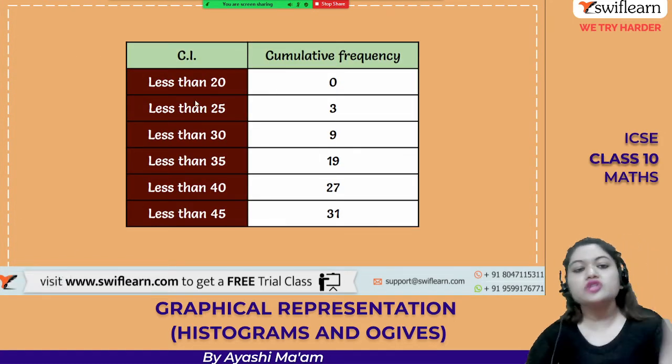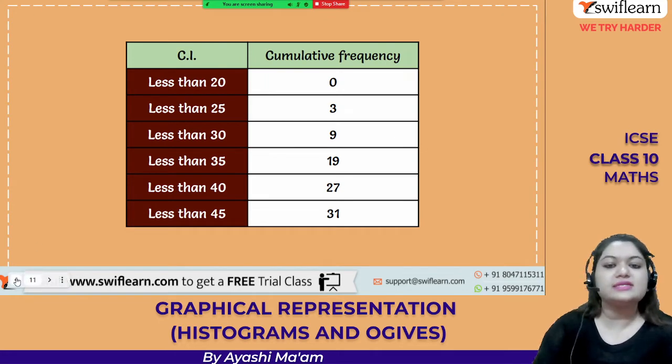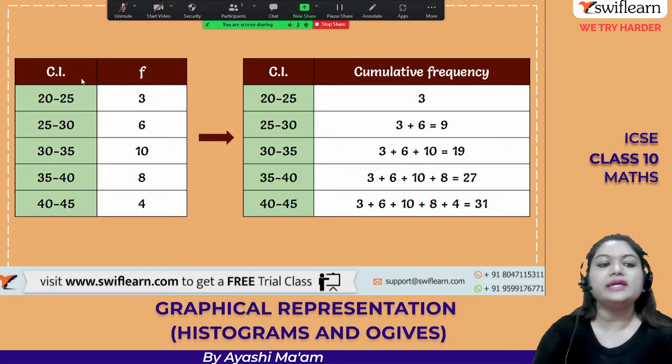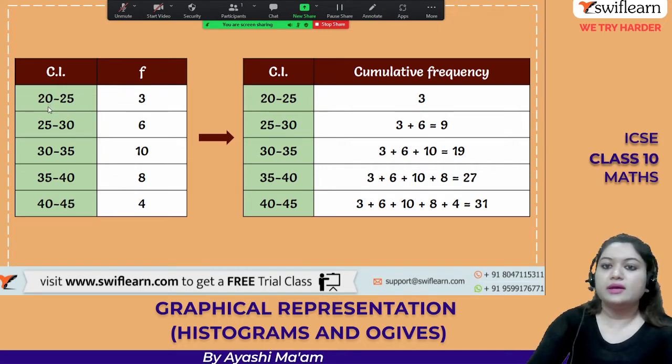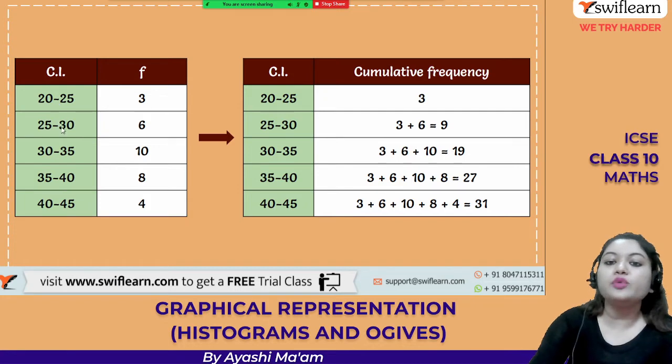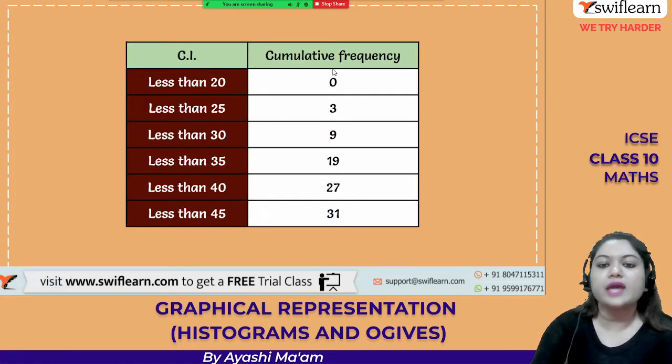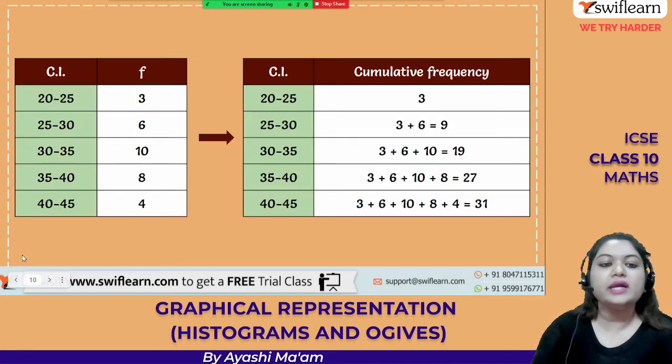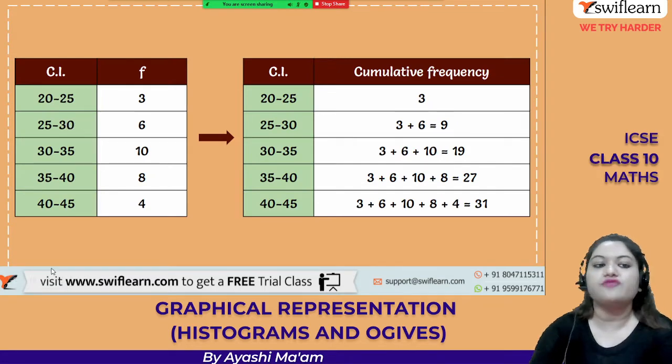Okay, you can also write the class interval as less than 20, 0. Why is less than 20 zero? Because we don't have any data before 20, right? We don't have any data for 0 to 20. So for less than 20 we don't have any data. That's why they have written 0, because our class interval starts from 20.